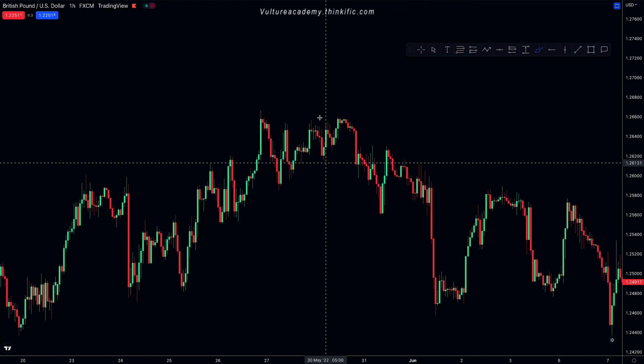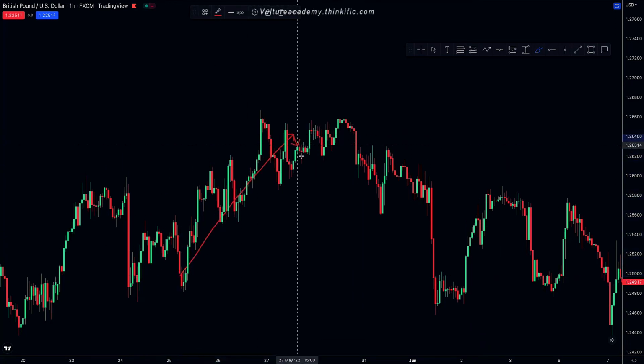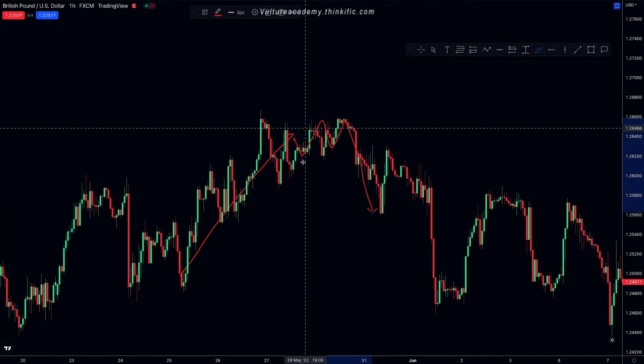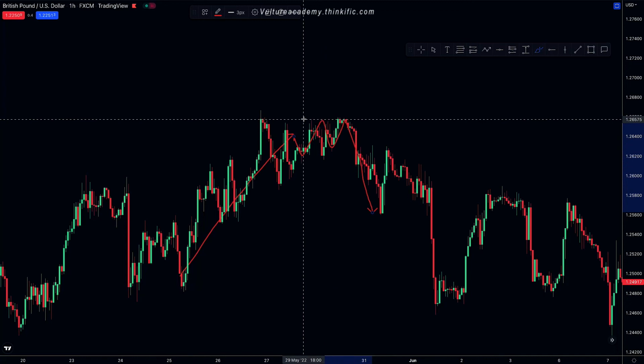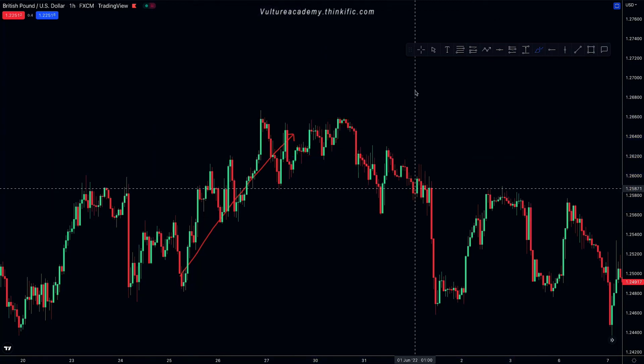This shows us that as price was moving up, right? So there's your strong move up, there's your consolidation, and there's your strong bearish move down. So what will this do? Our consolidation zone will create a level of supply. So let's draw that in.